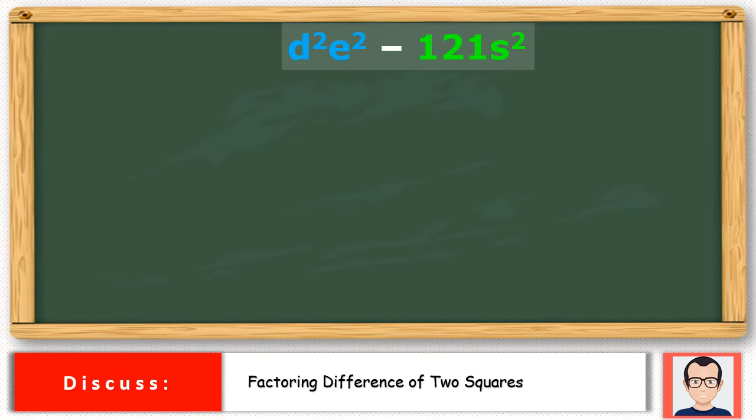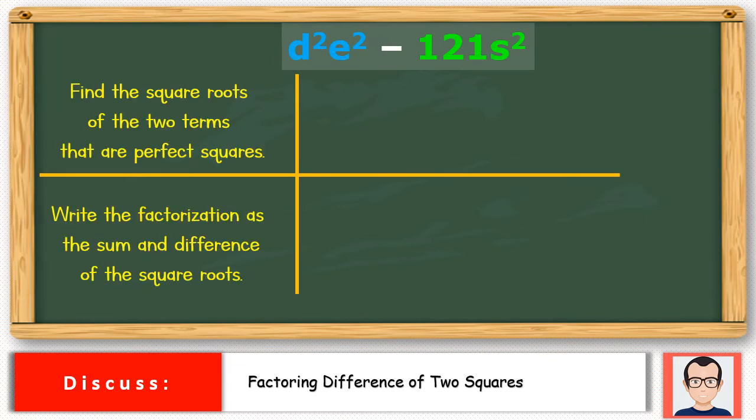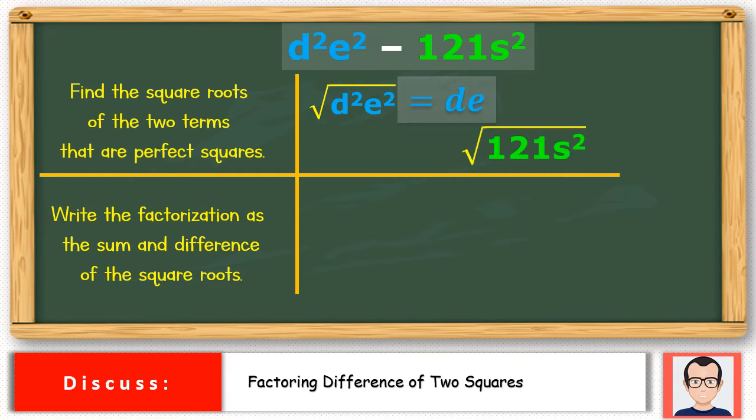For our second example, we are given d squared e squared minus 121s squared. We follow again the steps in factoring the given expression. First, we get the square root of d squared e squared, and that is equal to de. Then, for 121s squared, we have 11s.